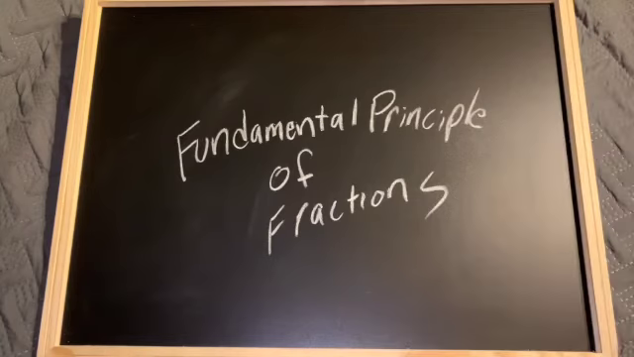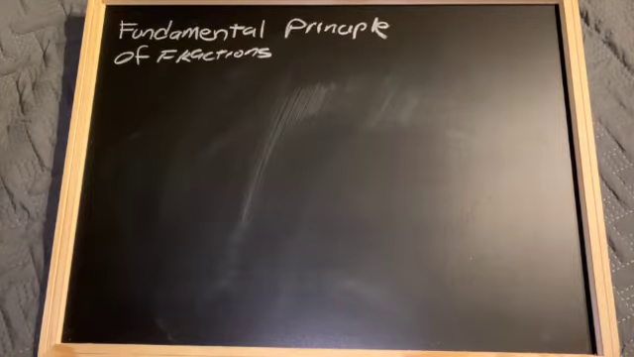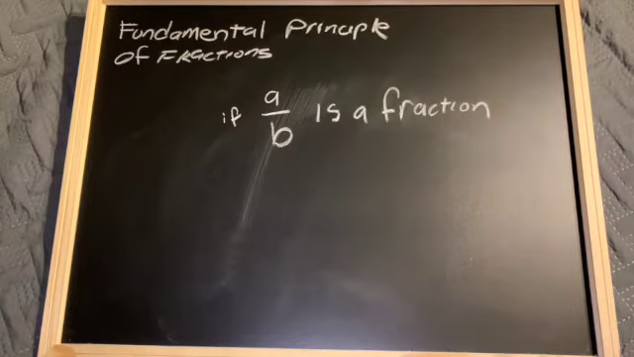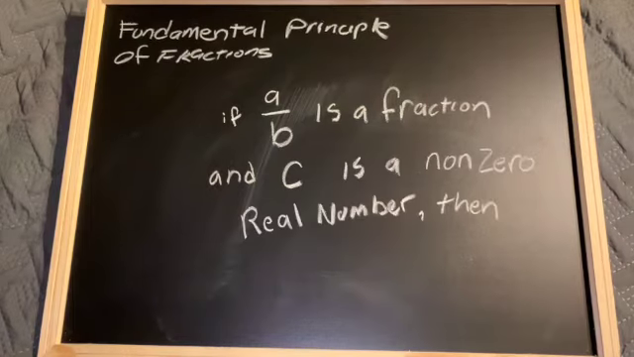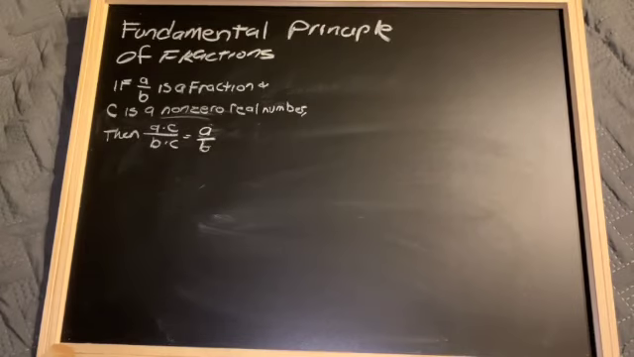Now, to use prime factors to write a fraction in lowest terms, we'll apply the fundamental principle of fractions. The fundamental principle of fractions states if a over b is a fraction and c is a non-zero real number, then a times c over b times c equals a over b.